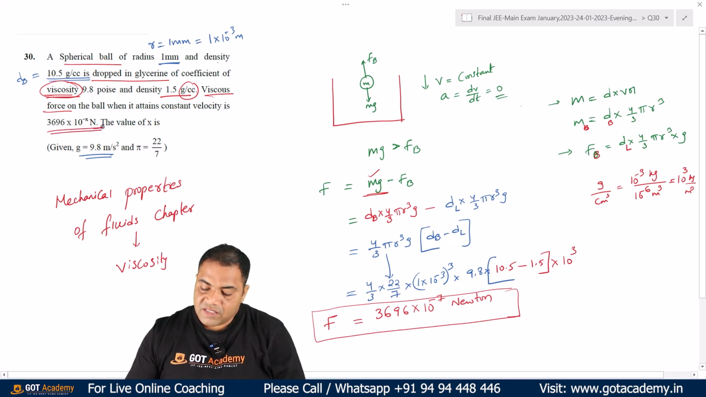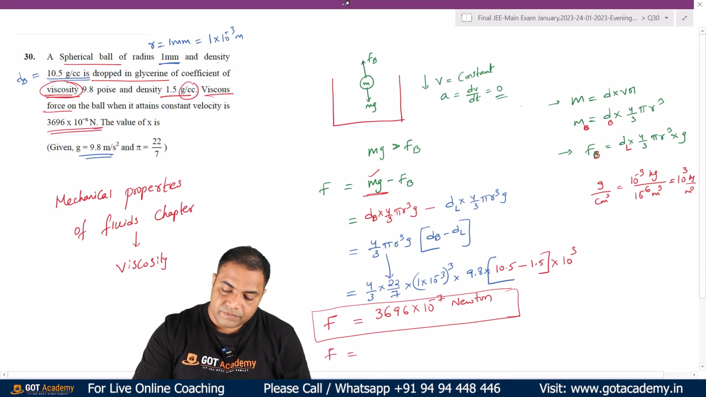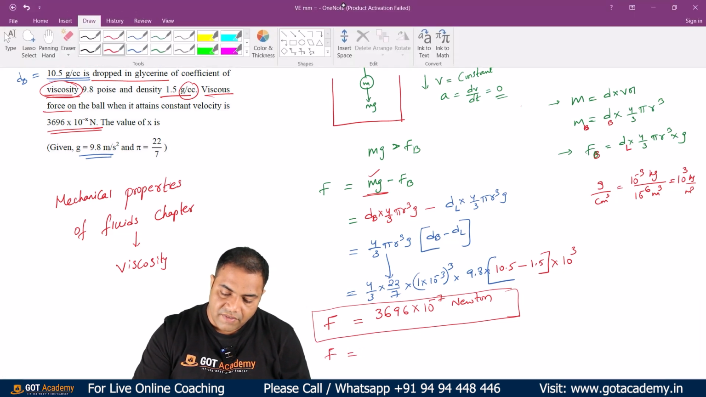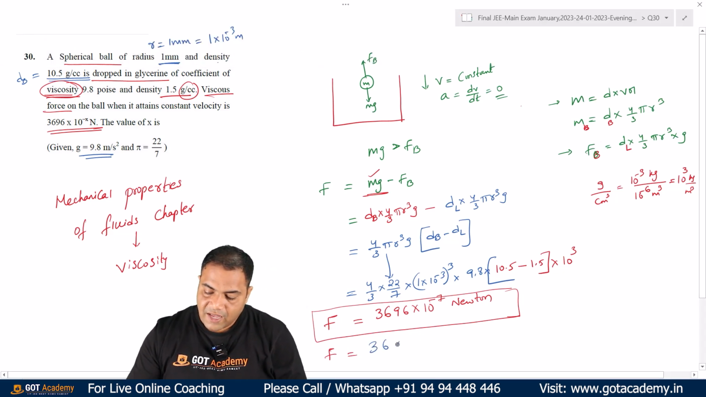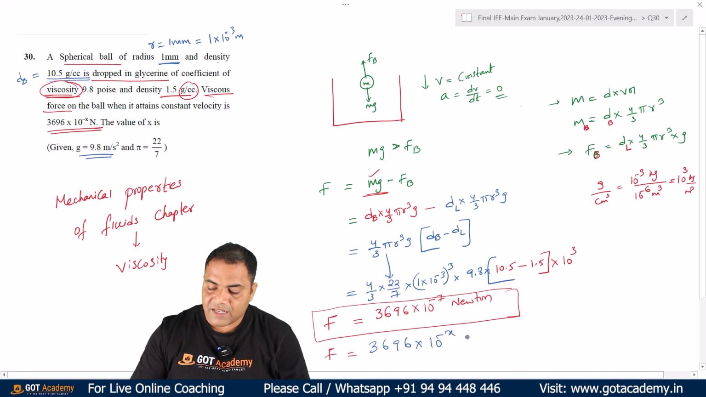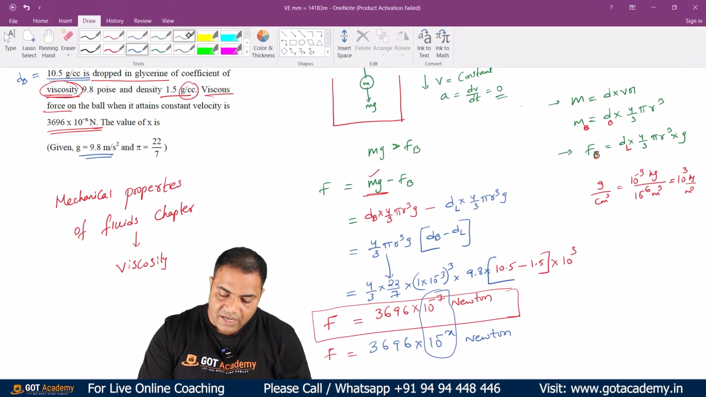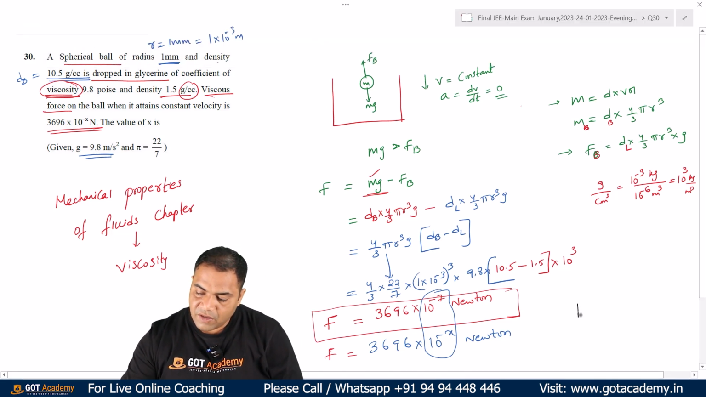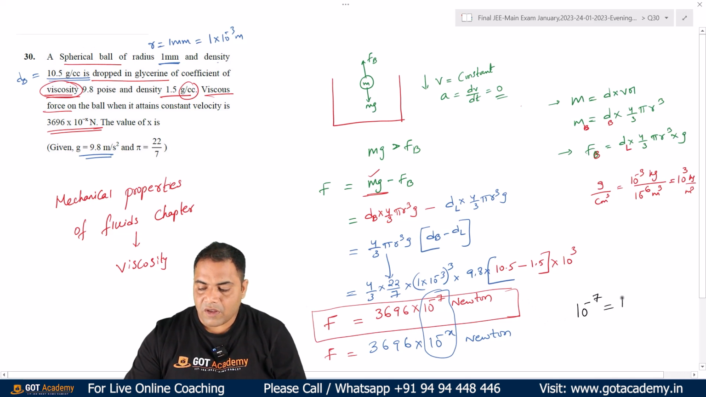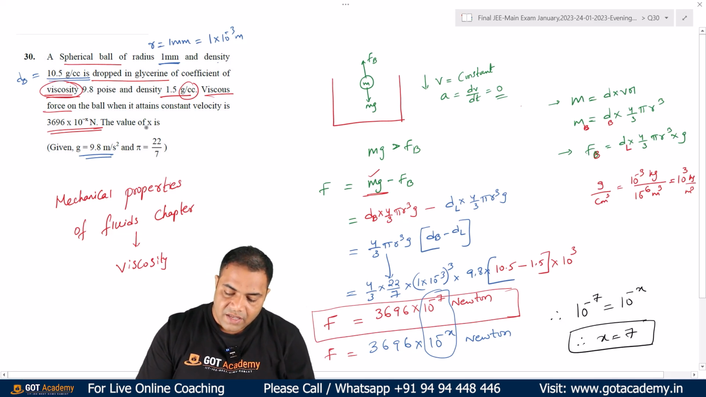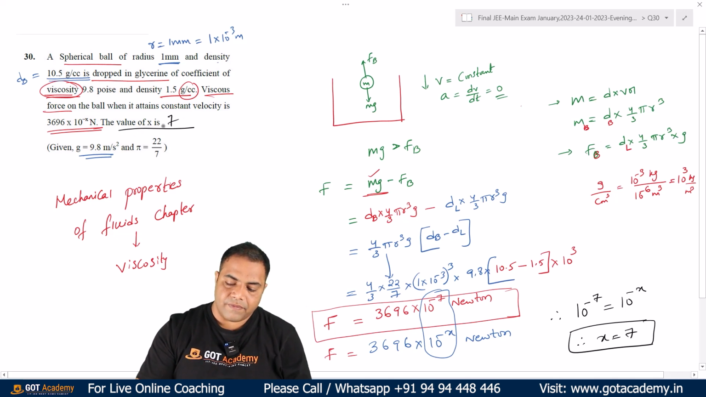What was given here is that F is 3696 into 10 to the power of minus x Newton. So compare these two values, my dear. In place of 10 power minus 7, you have 10 power minus x. Therefore x is equal to 7. So the answer for this question is that the value of x is 7.